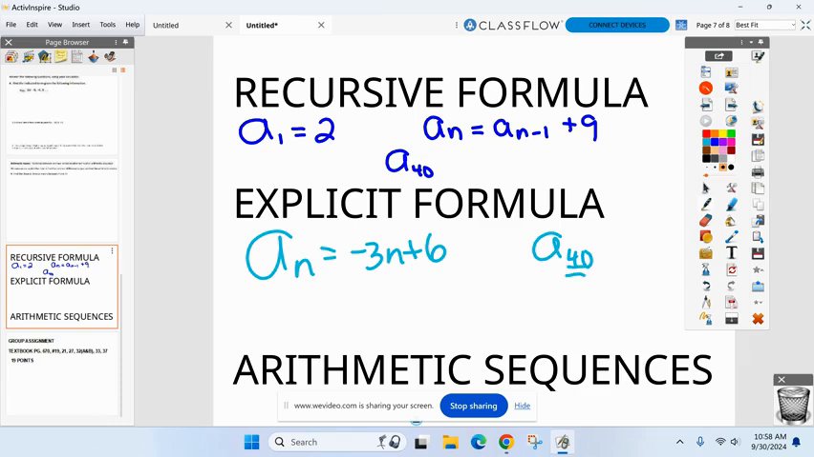Plug it in. Plug what in and where? 40 into n. 40 where you see n. So a sub 40 equals negative 3 times 40 plus 6. Whatever that is, that's the 40th term there. Okay, that's the 40th term. So those are two special formulas. All right, two of them.